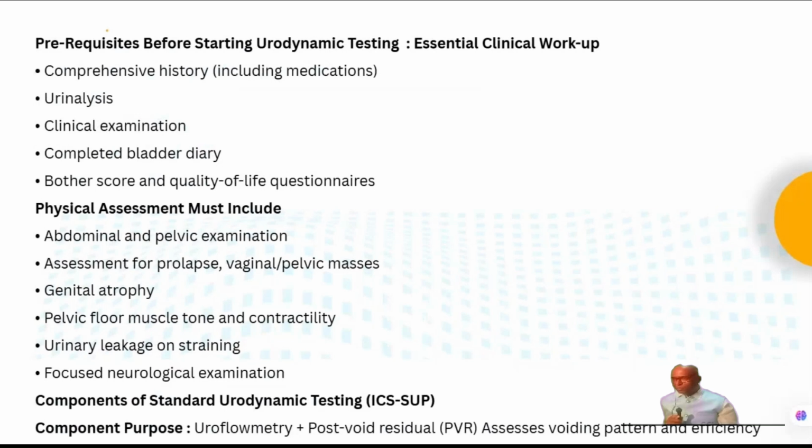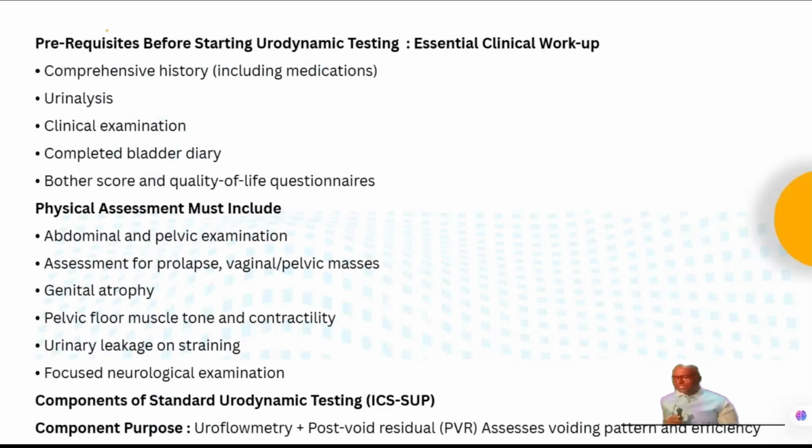Before we proceed with urodynamics, clinical examination is required. The bladder diary should be completed, and the quality of life questionnaire. These are very important. Then physical assessment should include abdominal and pelvic examination, assessment of prolapse, and vaginal and pelvic masses. We need to look into it. Then genital atrophy, we need to look for. Pelvic floor muscle tone and contractility are to be noted. And if there is urinary leakage on straining, we need to find that out. And a focused neurological examination is required.